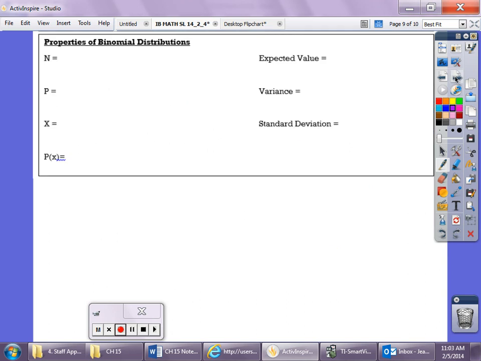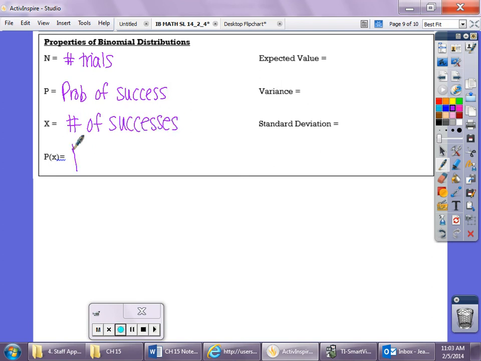So, just a little summary. Remember, n is the number of trials. p is the probability of success. X is the number of successes. P of x, which we actually write as P(X = x), and that number, we'll do a little x, is the probability of x successes. Expected value.